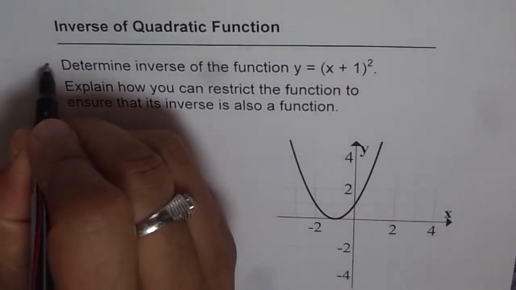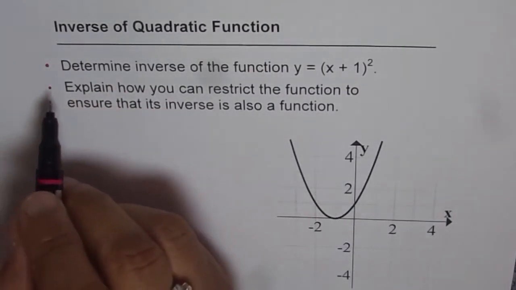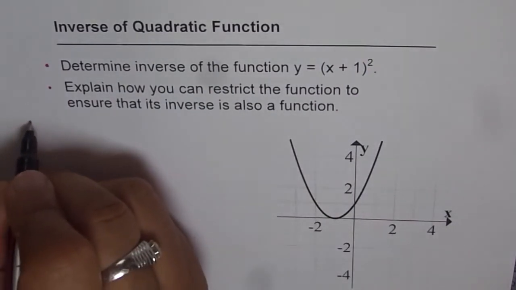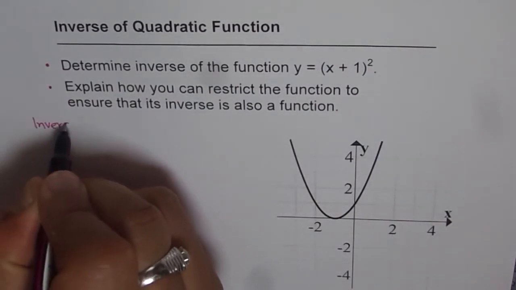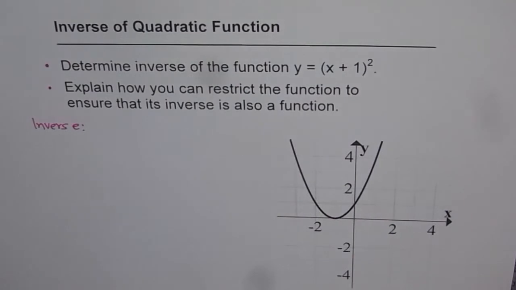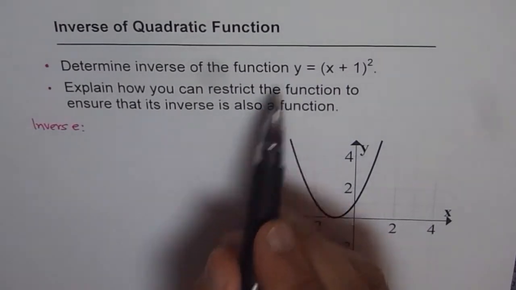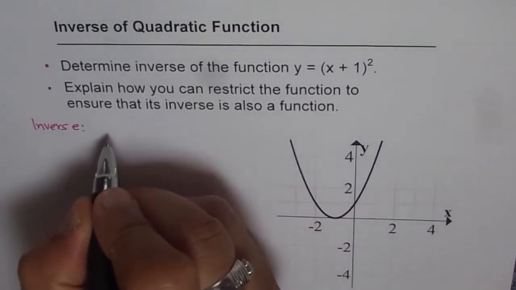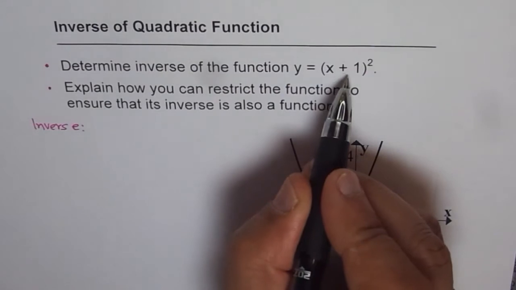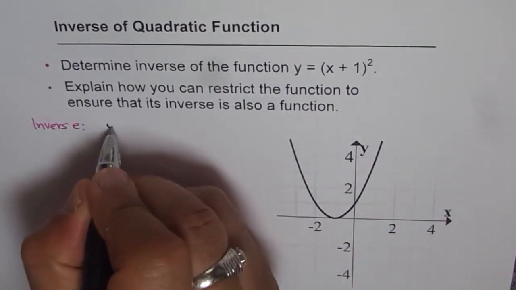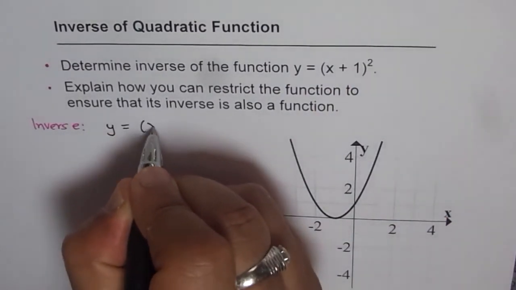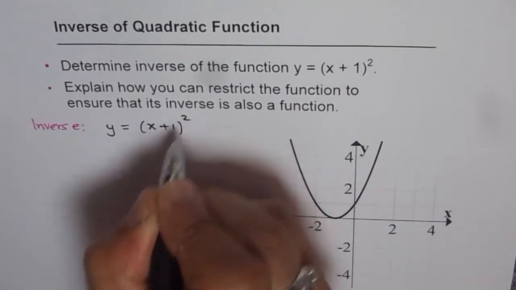So there are two parts to this question. Let's start with finding the inverse of the function, right? So let's do the inverse first. Now to find the inverse of the function, what we should do is swap x and y values, right? And then solve for y. So the function given to us is y equals (x plus 1) whole squared. Let's write down the function first. It is y equals (x plus 1) whole squared.